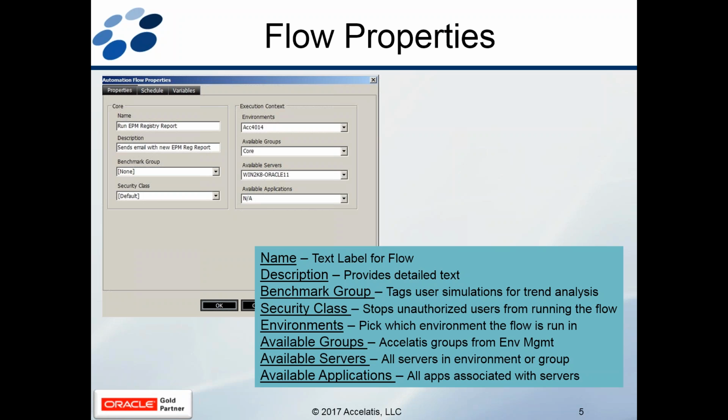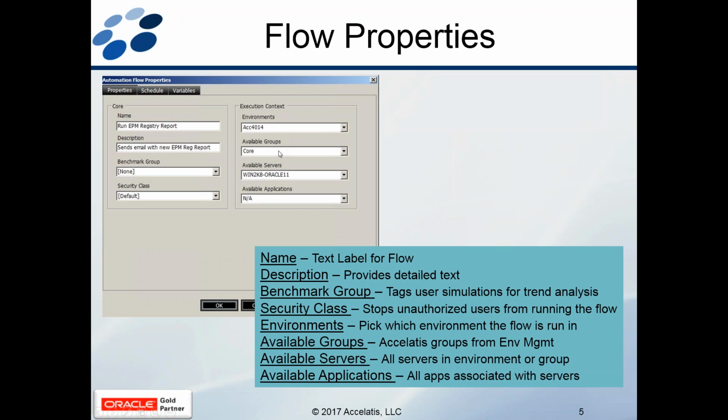Security class has to do with users coming in and running the flow or being able to see the flow. If you don't want them to see it, you can change the security class of the user or change it to something specific so that only a particular user has the rights to run in your flow. And then on the other side, the environment, of course, if you have multiple environments in your Accelatis database, you can pick which environment you're running the flow in.